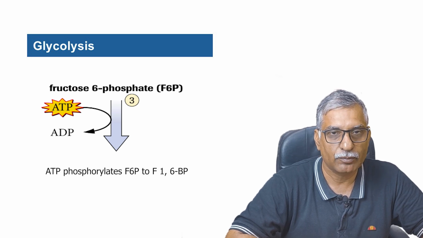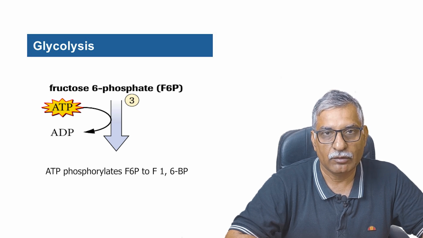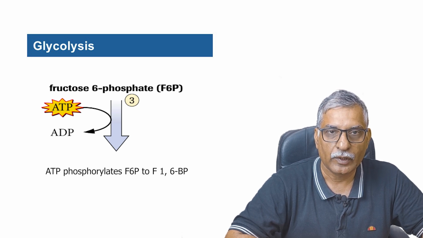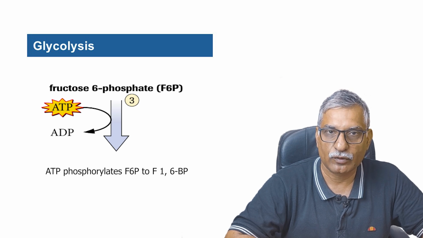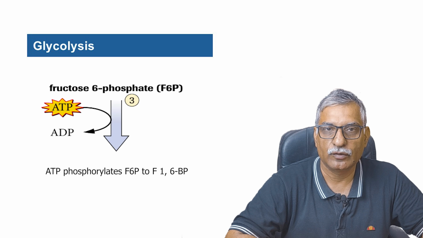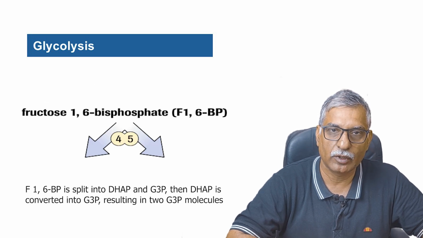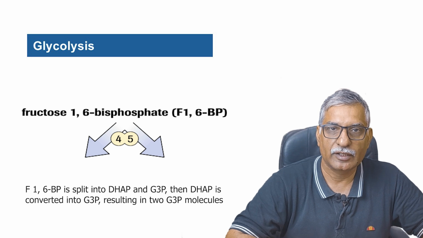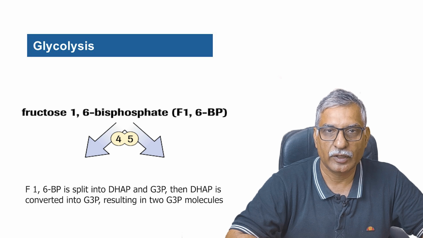Now in this third step, another phosphate is obtained from the hydrolysis of ATP along with the energy, and this phosphate, when added to fructose 6-phosphate, converts it into fructose 1,6-bisphosphate. Now this 6-carbon molecule with 2 phosphates is sufficiently energized that it can no longer stay as fructose 1,6-bisphosphate. It immediately splits into 2 molecules of 3-carbon sugar.